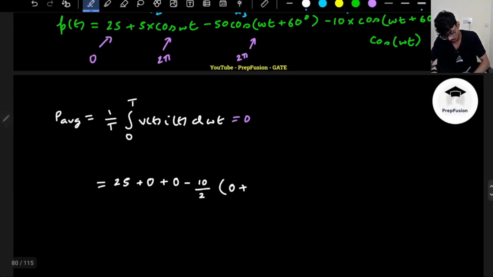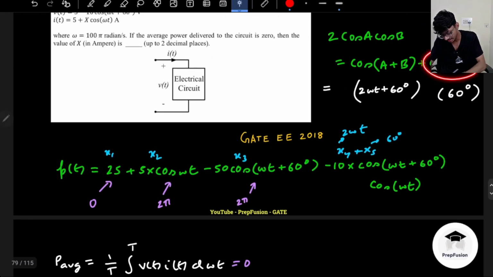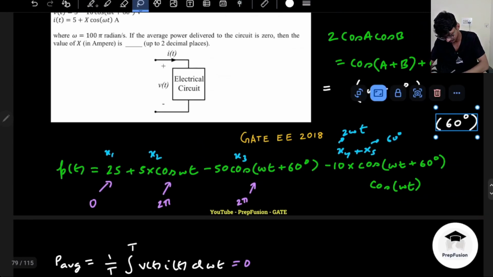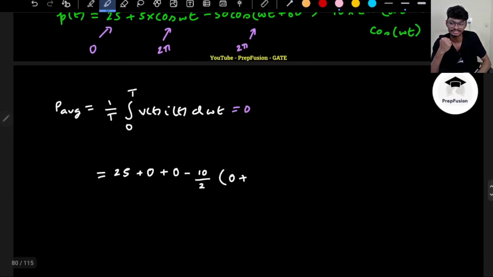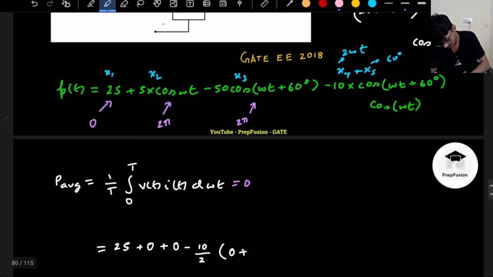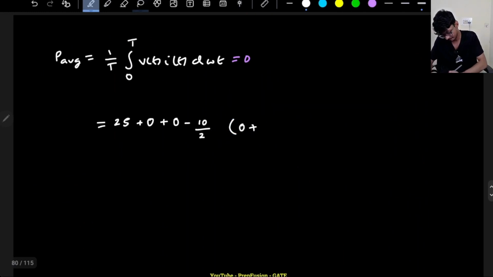What about the other one? This was cos of A minus B, so this is cos 60. This one will not be 0. Cos 60 will stay because it is a constant. Cos 60 is a constant number, half, and of course don't forget there is an x outside as well, so there is an x here.